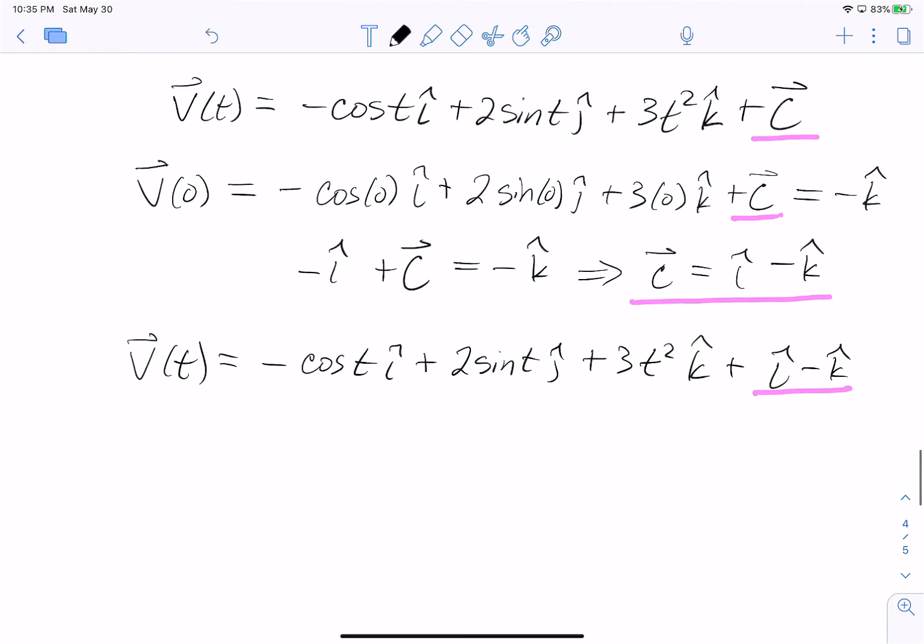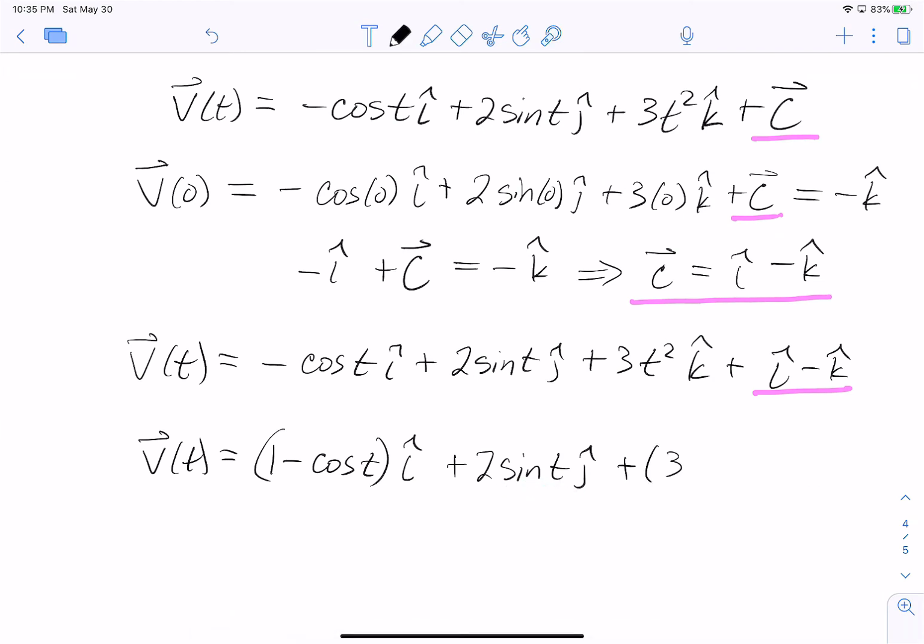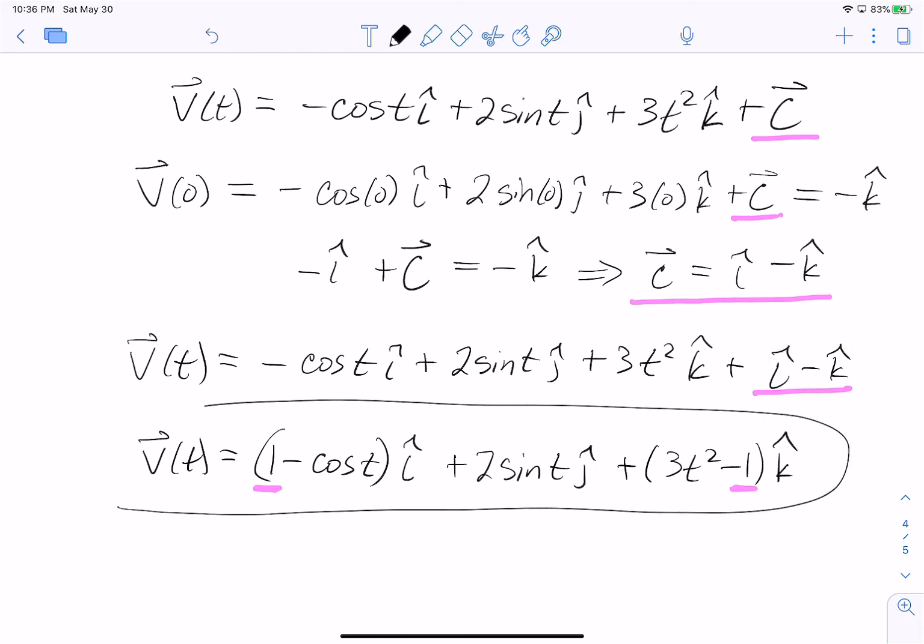Gathering together my like vector components, I get v(t) is equal to (1 - cos(t)), that quantity is the component of i, plus 2sin(t)j, because there was no j component in the constant vector c, so the j component should not change, plus the quantity (3t² - 1)k. So that constant vector c showed up a little bit in the i component and a little bit in the k component because, after all, c is i - k. That gives our velocity function.